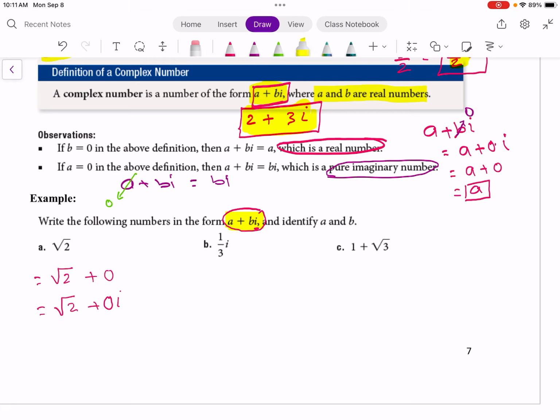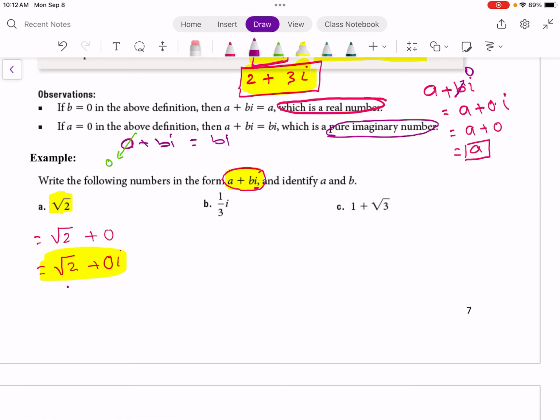Is the square root of 2 the same as the square root of 2 plus 0i? It's the same, right? Now this is in the complex a plus bi form. If you compare with a plus bi, a is the square root of 2 and b is 0. So if you have a real number, you can always rewrite that real number in complex number form.